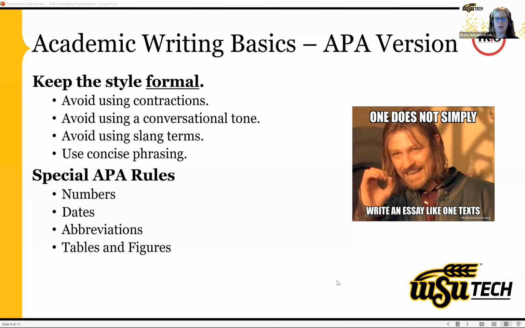Now, for the special APA rules, every single style will have its own rules for numbers, dates, abbreviations, all that stuff. So with numbers in APA, what you can expect is that it's going to be similar to other methods of writing. What we want to do here is write out the word for any number that is 0 to 9. And then we'll use numerals for 10 or higher. And if you get into the thousands, then make sure you use your commas. So let me demonstrate what this means. We're going to go back into Word.